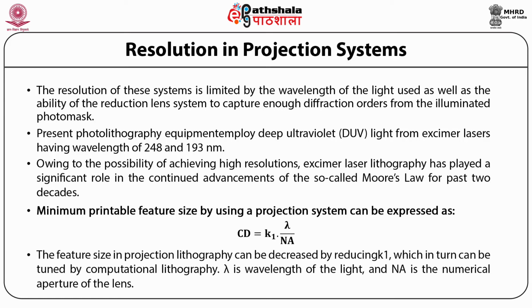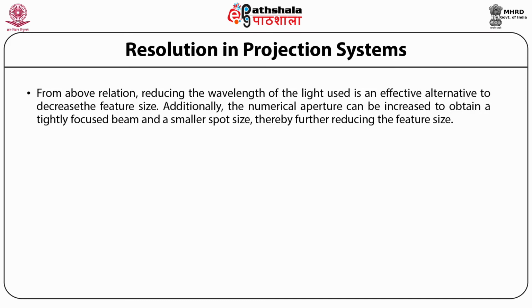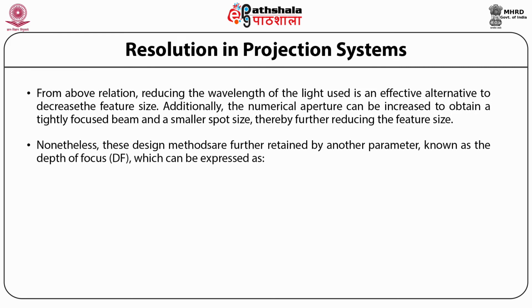The feature size in projection lithography can be decreased by reducing k1, which in turn can be tuned by computational lithography. Lambda is the wavelength of the light, NA is the numerical aperture of the lens. From the above relation, reducing the wavelength of the light used is an effective alternative to decrease the feature size. Additionally, the numerical aperture can be increased to obtain a tightly focused beam and a smaller spot size, thereby further reducing the feature size.